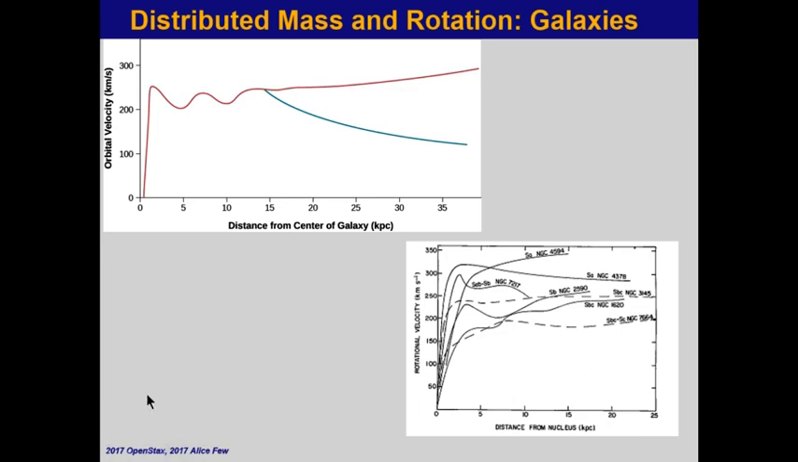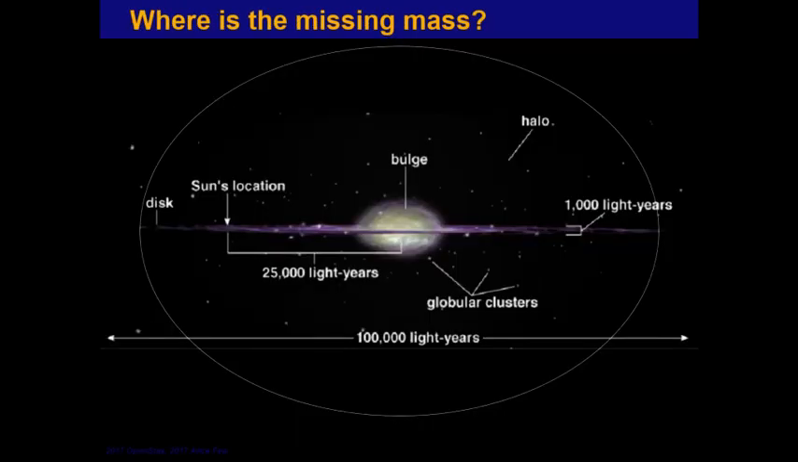So what that points to is the fact that maybe we don't understand how the mass is distributed in the Milky Way galaxy or in any of these other spiral galaxies that we see. So we need to dig in. We need to figure out what is different. All right, so where is the missing mass?